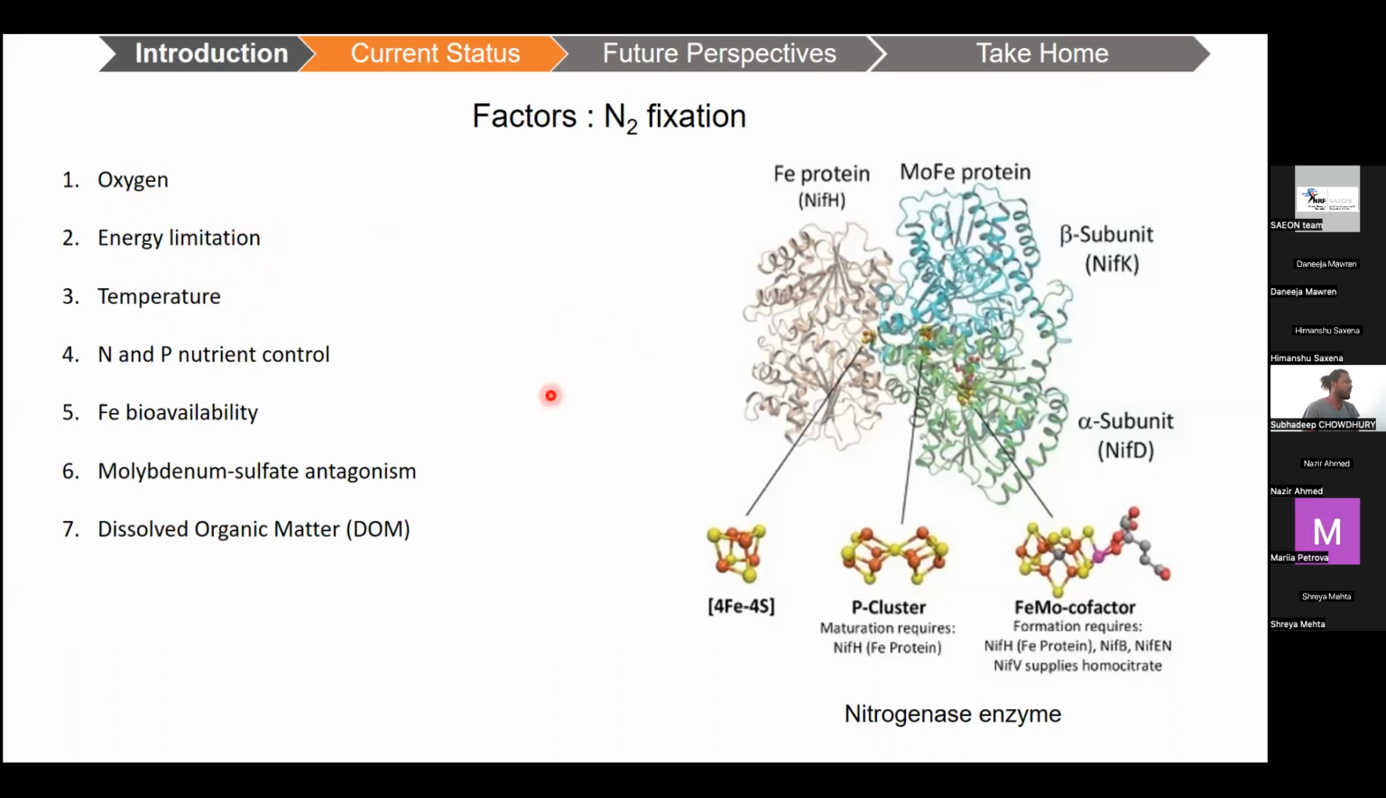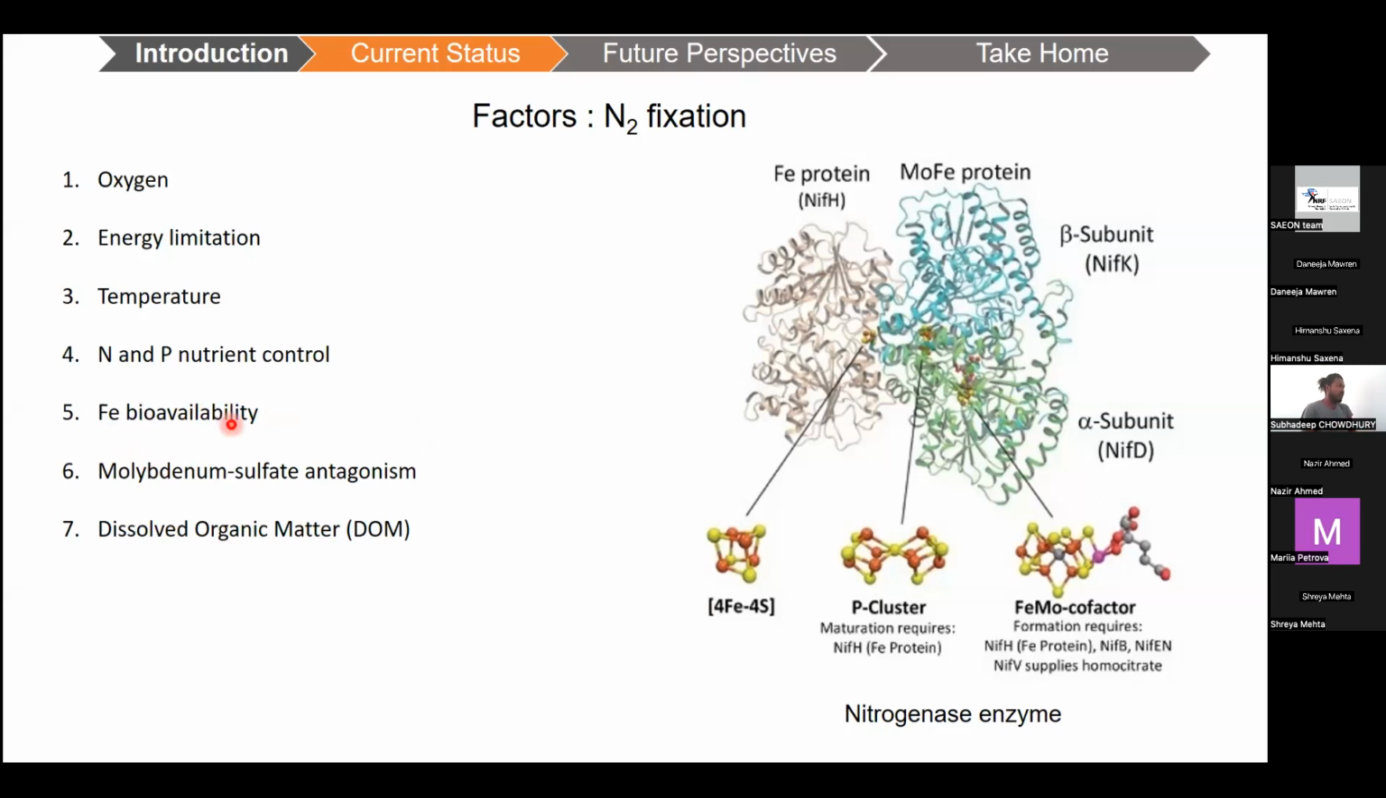Other than that, temperature: the nitrogenase enzyme works effectively at an average of about 25 degrees centigrade. And N by P ratios, or the N:P nutritional control, help to identify nitrogen limitation in the ecosystem, because these are the places where nitrogen fixation mostly happens, mainly the oligotrophic areas. Though there is recent evidence from the coastal areas, where nutrients are high, and from the polar ocean also.